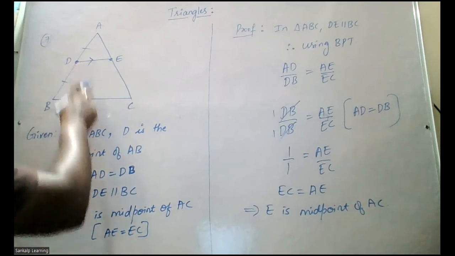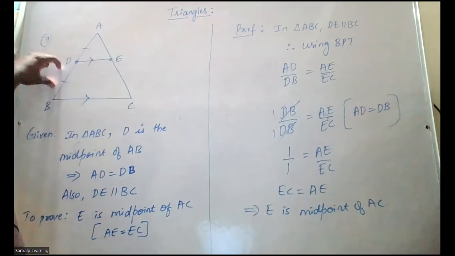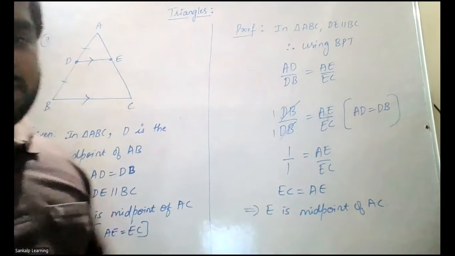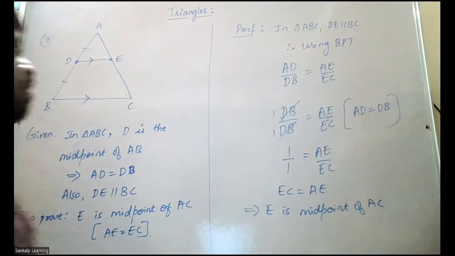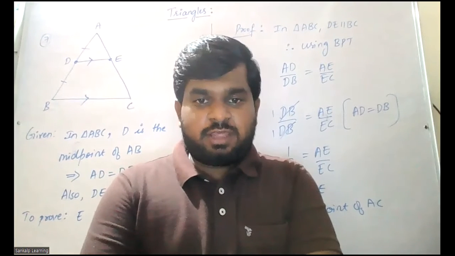Okay, so very simple one. The line was parallel to one side of the triangle, so we use BPT. Since D is the midpoint, AD and DB are equal. Take out AD and replace it by DB. It gets cancelled, cross multiply, and you will get the answer. Okay, this is the seventh question. Similarly, we'll solve the eighth one.